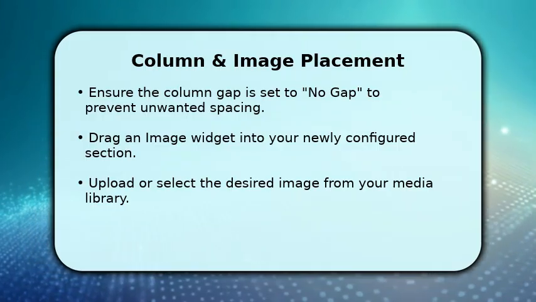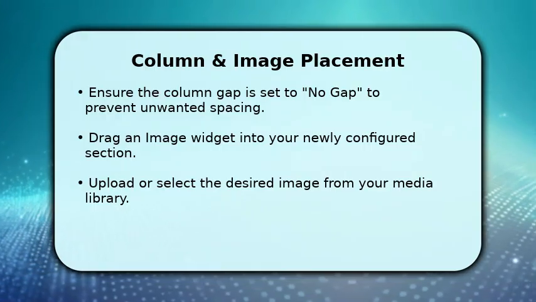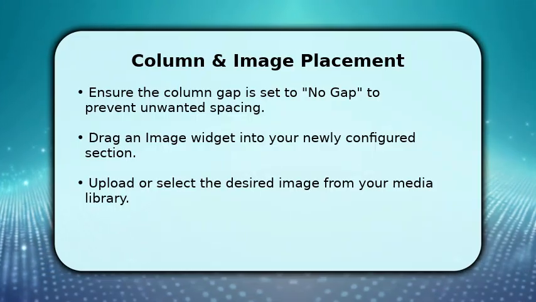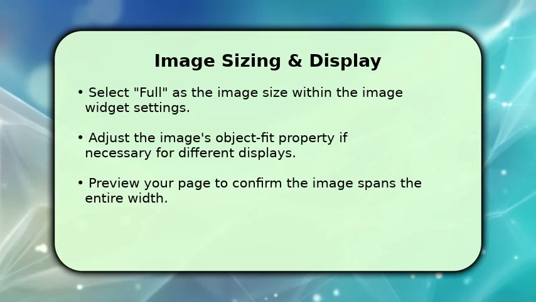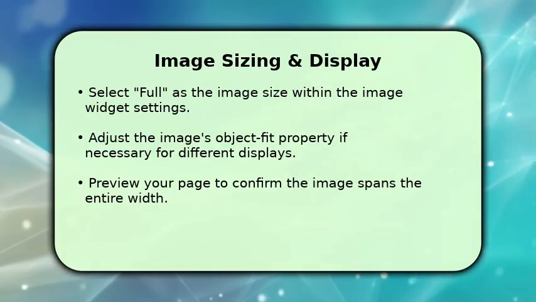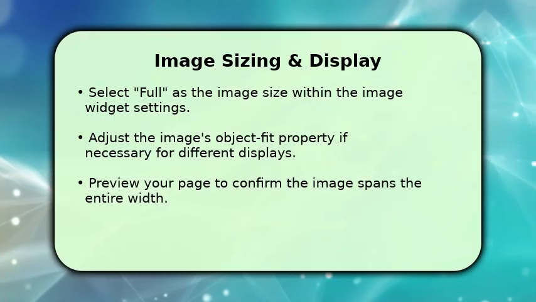After that, simply drag an image widget from the Elementor panel directly into your section. Now, you can upload or select the image you wish to use from your media library. Once your image is in the widget, click on it to access its settings. Under the image size option, select full to ensure the image uses its original dimensions.